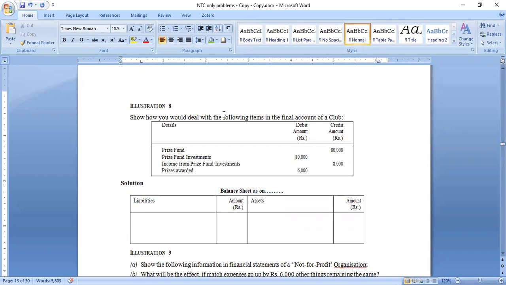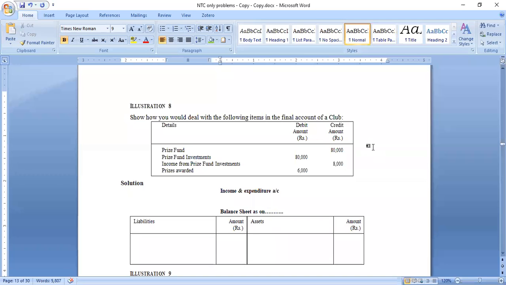So another example for the special fund, which is another peculiar item. So we'll go with the illustration. Show how you would deal with the following items in the final account of a club. So prize fund 80,000, prize fund investments 80,000, and income from prize fund investments 8,000, prizes awarded 6,000.